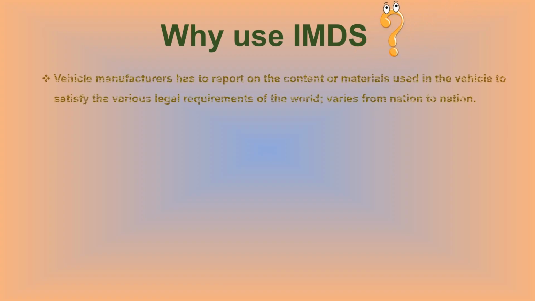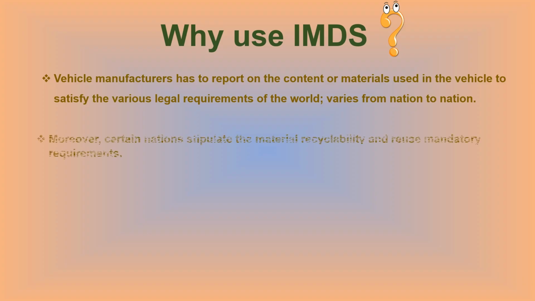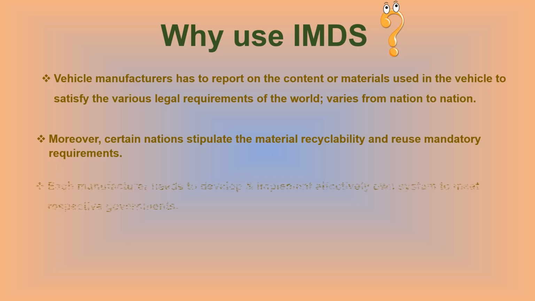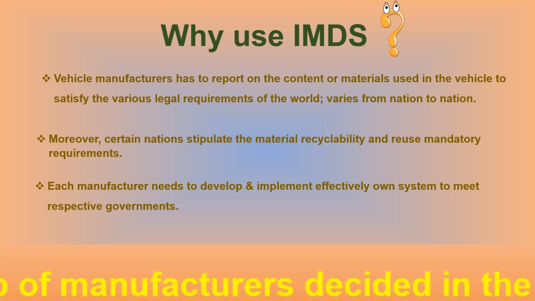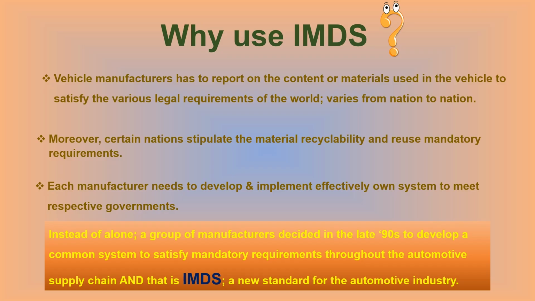Why use IMDS? Because vehicle manufacturers have to report on the content of materials used in the vehicle to satisfy the various legal requirements of the world, which vary from nation to nation. Moreover, certain nations stipulate mandatory requirements for material recyclability and reuse. Each manufacturer needs to develop and implement effectively its own system to meet respective governments. Instead of going alone, a group of manufacturers decided in the late 90s to develop a common system to satisfy mandatory requirements throughout the automotive supply chain, and that is IMDS, a new standard for the automotive industry.